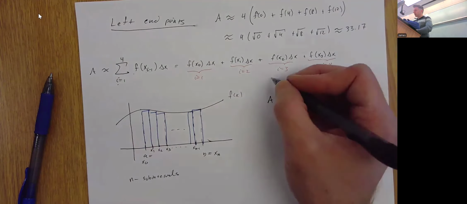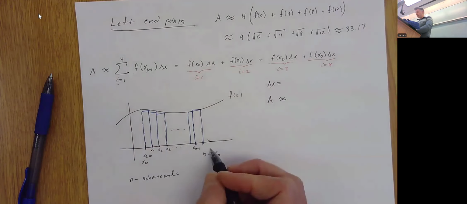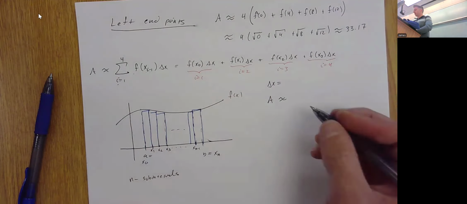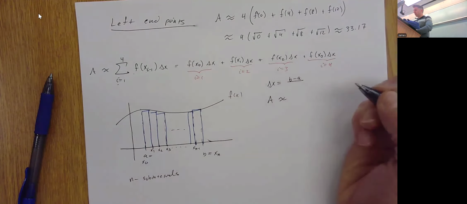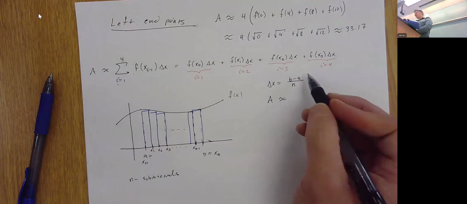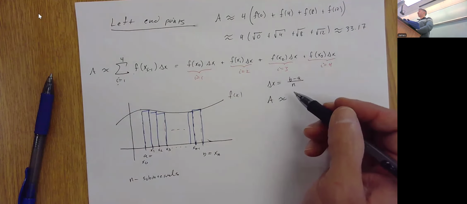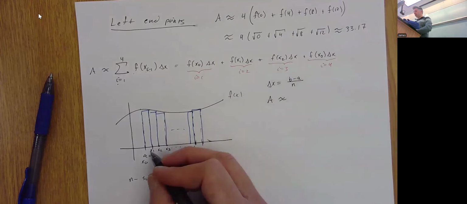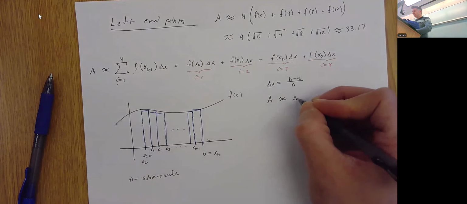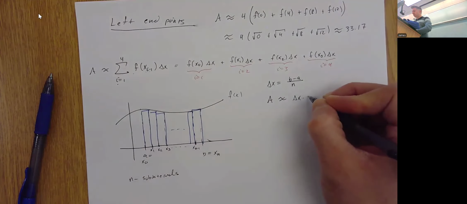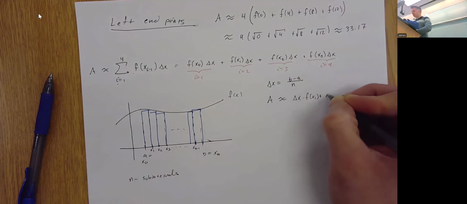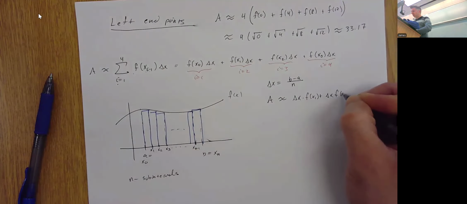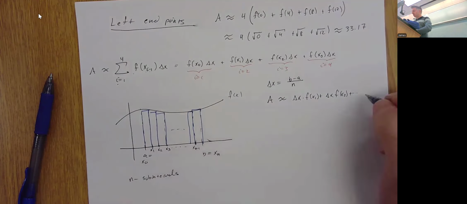Oh, I forgot to say, our delta x here is the total width, or width is the right word, b minus a divided by the number of subintervals, which is n. We usually don't write this unless we have to. We usually just write delta x. But when we say delta x in this context, we all understand it to mean the total interval length divided by the number of subintervals. So then our area here is going to be the base times the first height, which is f of x sub 1, plus the base times the second height, which is f of x sub 2, plus all the way till the very last rectangle, which is the base times the last height, which is f of x sub n.